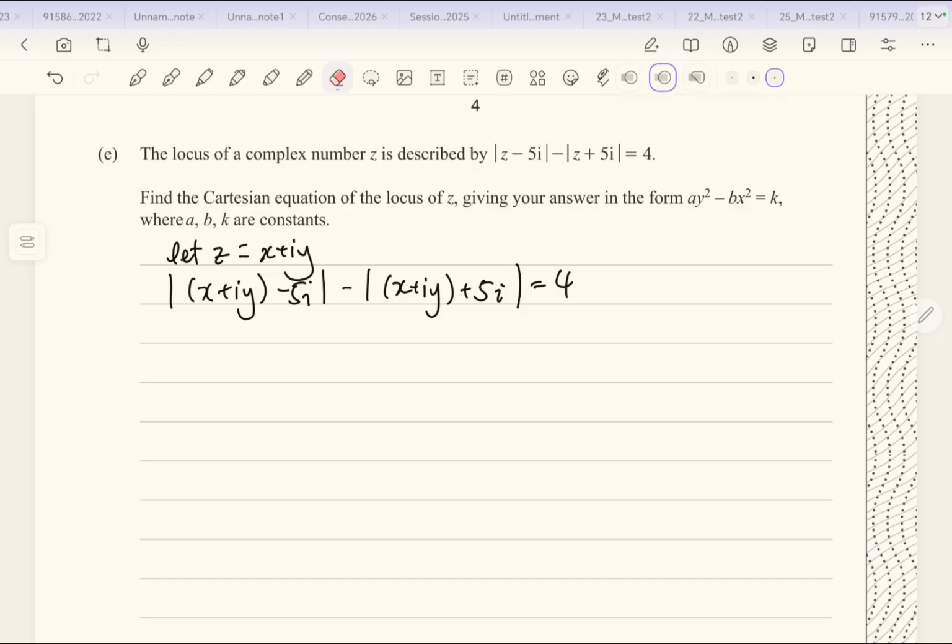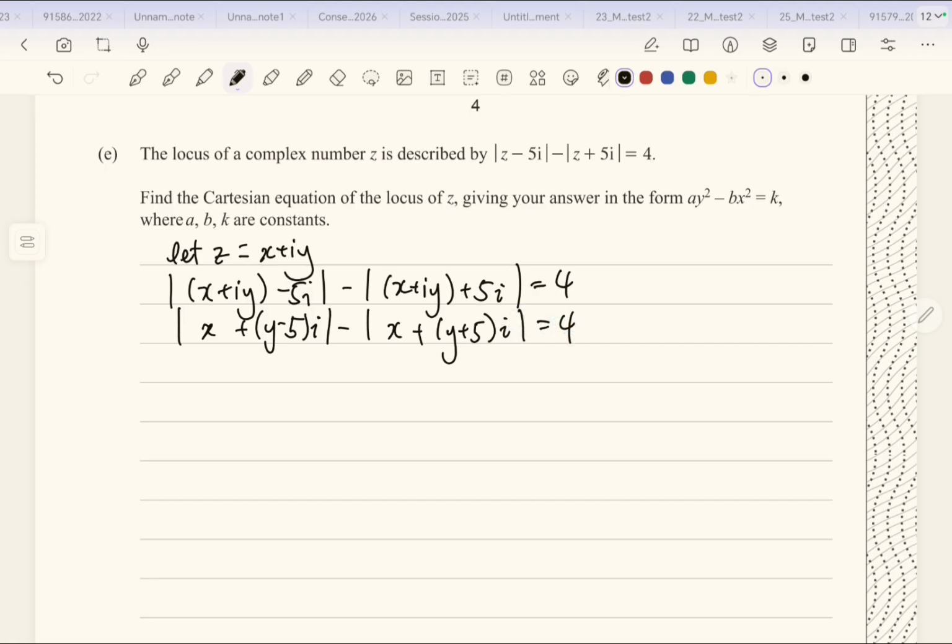For me, in the first run, I just put it into the modulus equation and square rooted both of these. But that was a very bad idea. Instead, first of all, let's quickly do x plus (y minus 5)i. No, not x squared, my bad. We have the modulus of x plus (y minus 5)i minus the modulus of x plus (y plus 5)i equals 4.